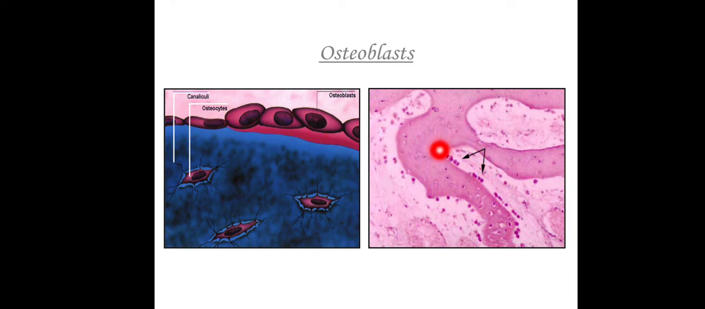So here you can see large plump nuclei surrounding or rimming the periphery of the bony trabeculae. These are the osteoblastic cells. As the bony trabeculae undergo a rest period, they will also become dormant.